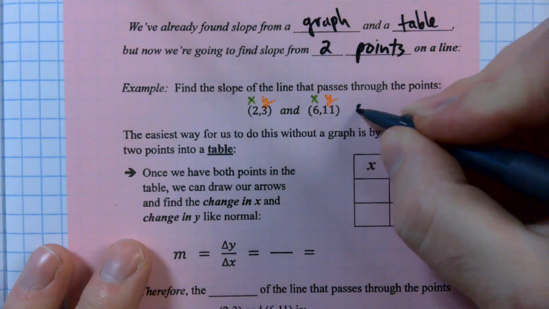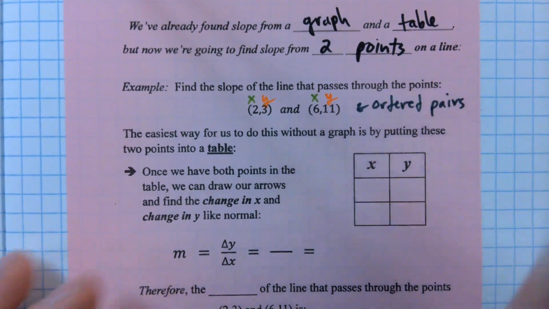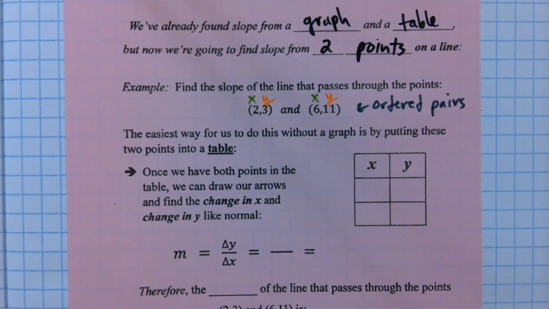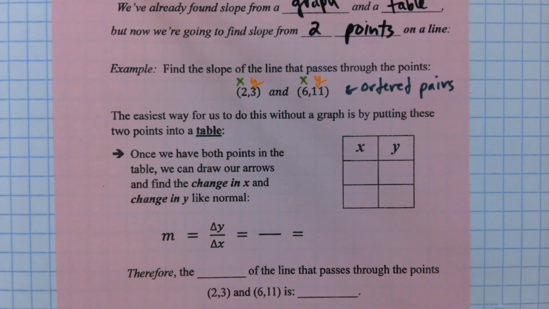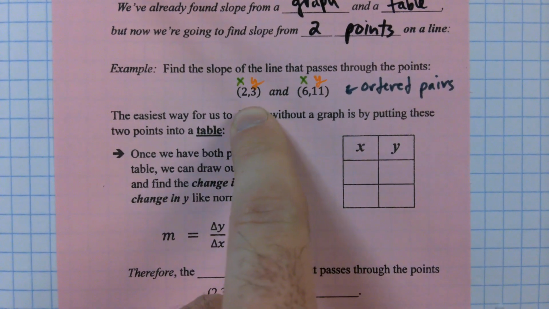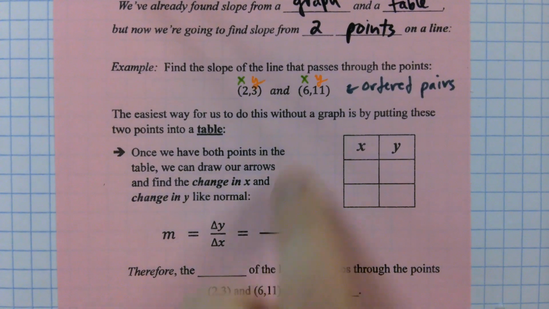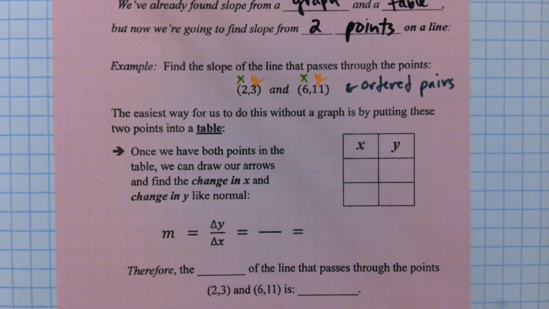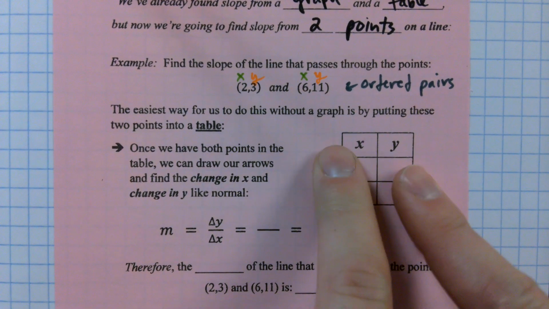Okay, and these are called ordered pairs. It's a pair of numbers that's written in order. I knew that because x comes before y in the alphabet. My x coordinate is going to come before my y coordinate in my point as well. So we don't see a graph, we can't count our rise, we can't count our run. I don't really have a table to do my little arrows, but that's exactly what we're going to do: we're going to translate these points into a little tiny table, and we're going to do what we already know how to do.